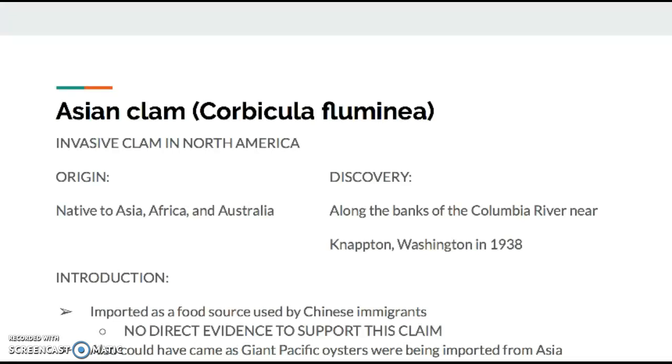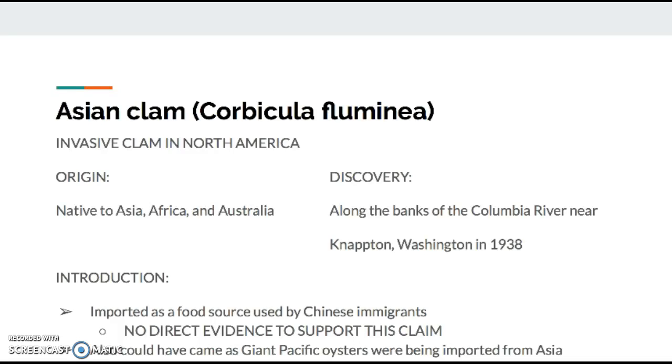My second invasive species to North America is the Asian clam. It is an invasive clam in North America, and its scientific name is Corbicula fluminea. Its origin is in Asia, Africa, and Australia. It was discovered along the banks of the Columbia River near Nacton, Washington in 1938.